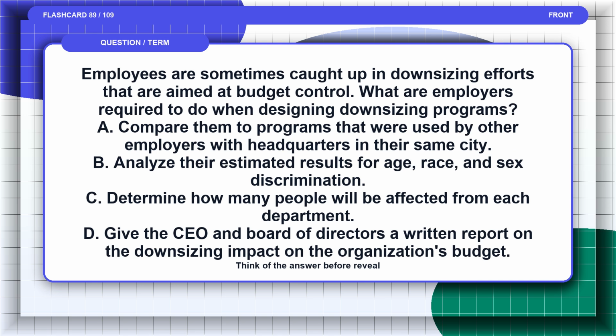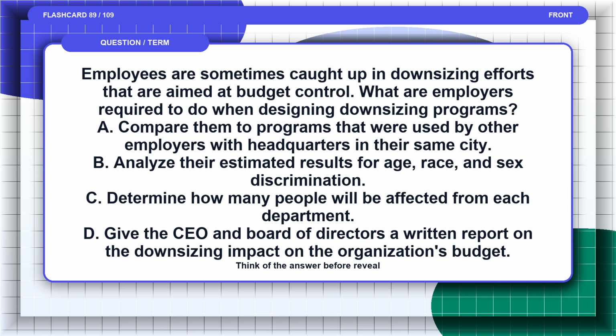Flashcard 89. Employees are sometimes caught up in downsizing efforts that are aimed at budget control. What are employers required to do when designing downsizing programs? A, compare them to programs that were used by other employers with headquarters in their same city. B, analyze their estimated results for age, race, and sex discrimination. C, determine how many people will be affected from each department. D, give the CEO and board of directors a written report on the downsizing impact on the organization's budget.